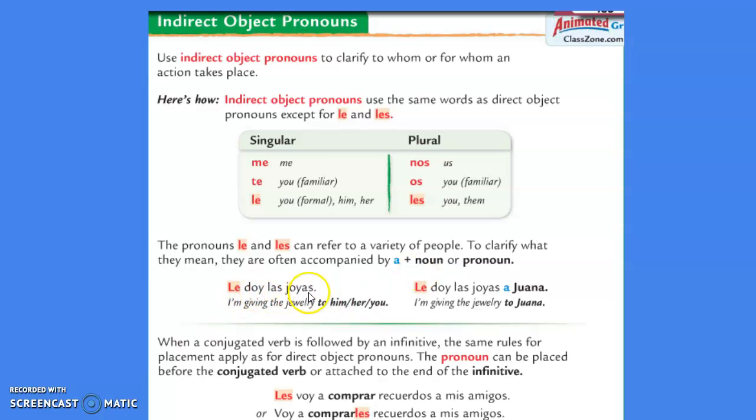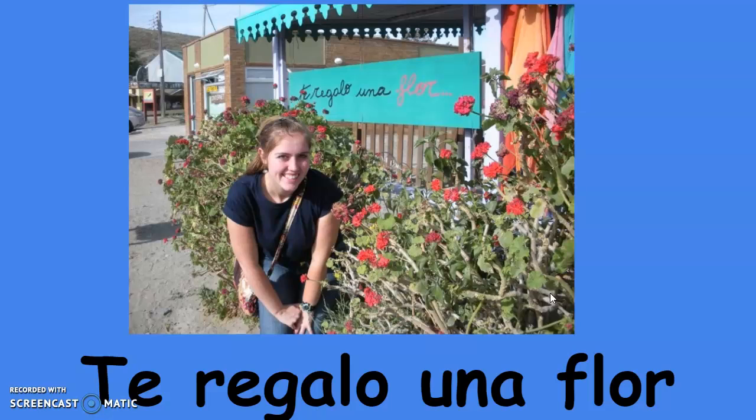Le doy las joyas. I give to him or her or you formal the jewelry. I am giving the jewelry to him, her, or you. So if we say le doy las joyas a Juana, the a Juana is the emphatic phrase, and it tells you that le means Juana. It means I give it to her. Okay, I'm giving the jewelry to her.